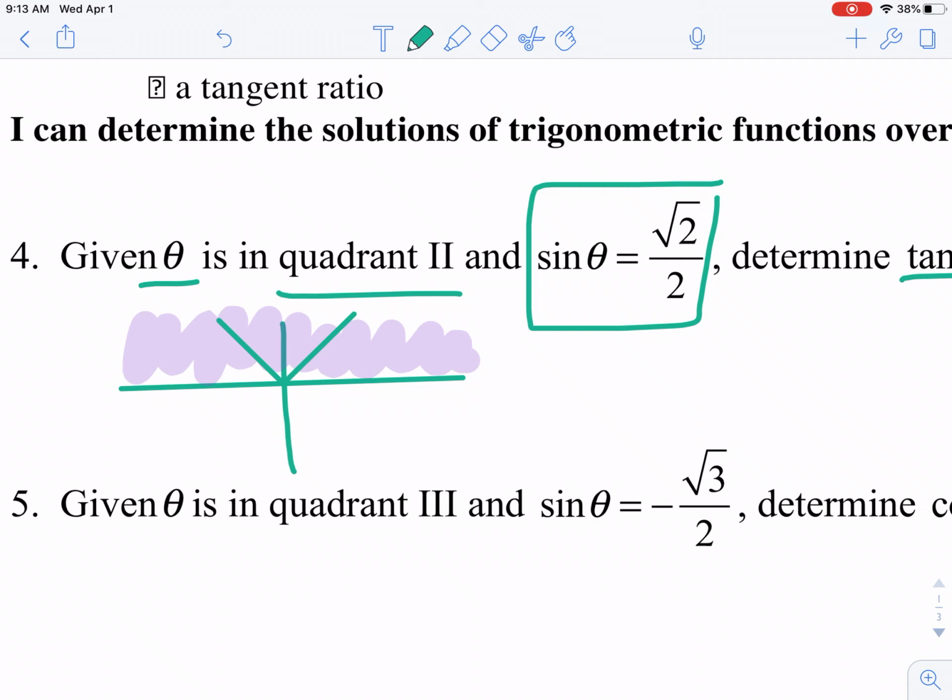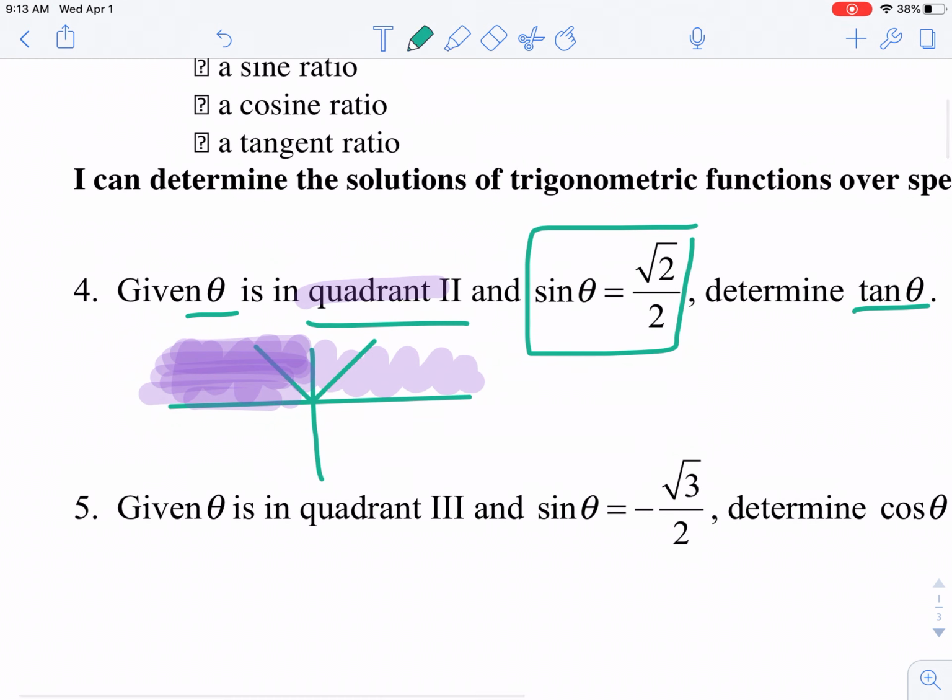But there's something important here. It tells us that theta is in quadrant 2. So that means we're really just talking about this angle right here. So now I know what my angle is. My angle is 3 pi over 4. And if I want to find tangent of 3 pi over 4, I just need to know the ordered pair. The ordered pair at 3 pi over 4 is negative root 2 over 2, positive root 2 over 2.